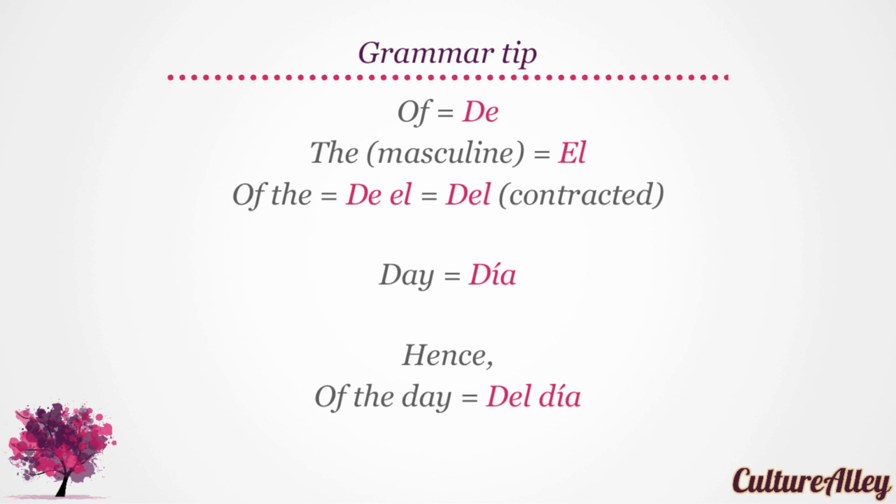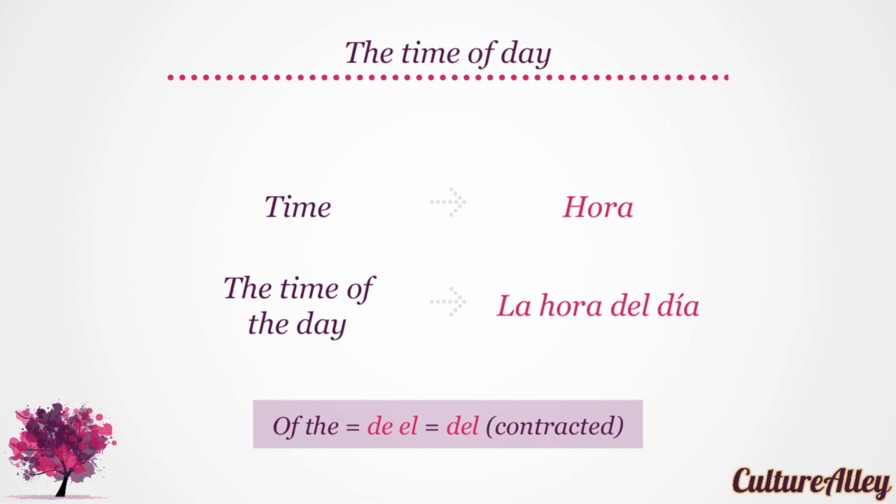Great! Now, day, as we already know, translates to día. Hence, of the day will translate to del día. Let's now look at the time of the day. Time translates to hora. The time of the day is translated as la hora del día. Can you try that? La hora del día. Great!